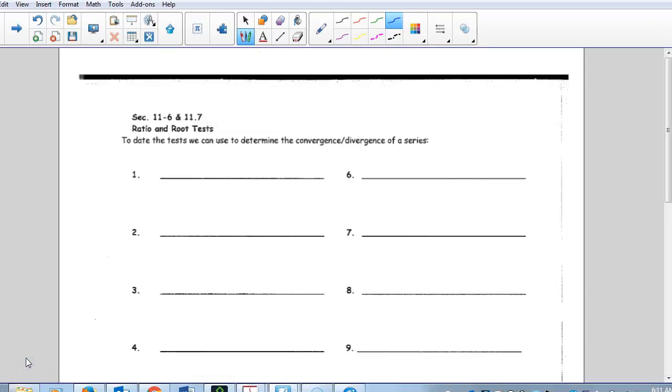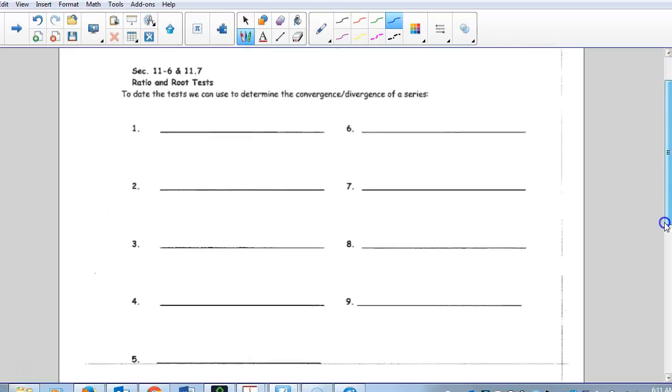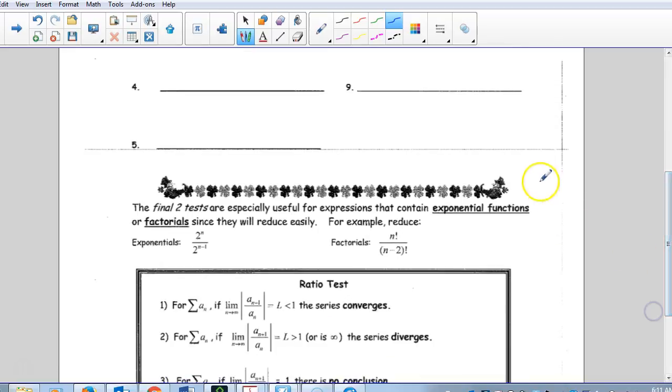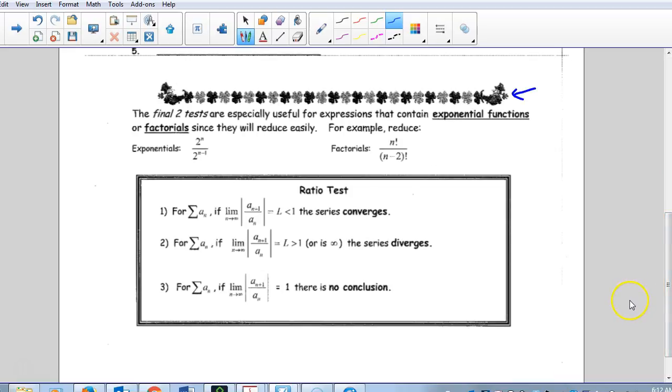All right, guys, so we have done a whole ton of tests, and you guys can fill this out. Usually at the beginning of class, we say, hey, all are on this list. You now have 9. 9, 9, 9. Rhymes with fine. So you got 9 tests. The ratio test and the root test are kind of, well, the root test is kind of a dum-dum test. You'll like it.